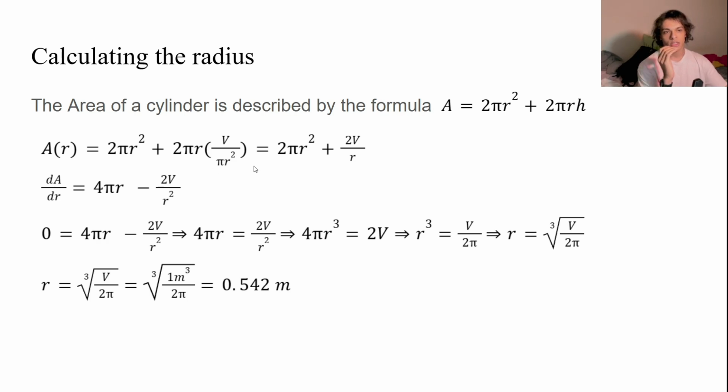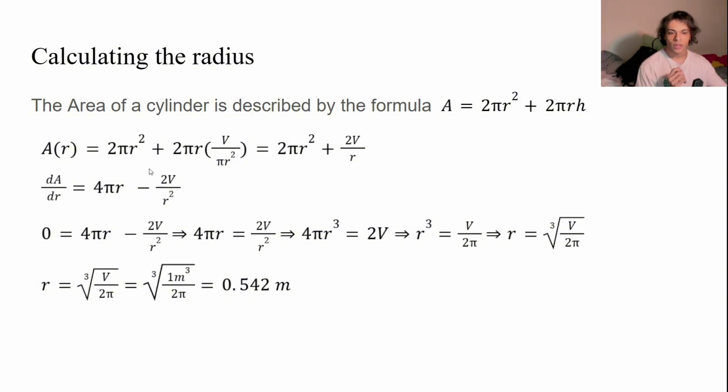Since we don't know the r, we're actually trying to find the optimal radius. So we're going to take the area in terms of the radius, since if you increase the radius, you need to decrease the height, and if you increase the height, you need to decrease the radius, for the area to be optimal. For that, we bring in the volume and we put it inside of the equation so that we can solve.